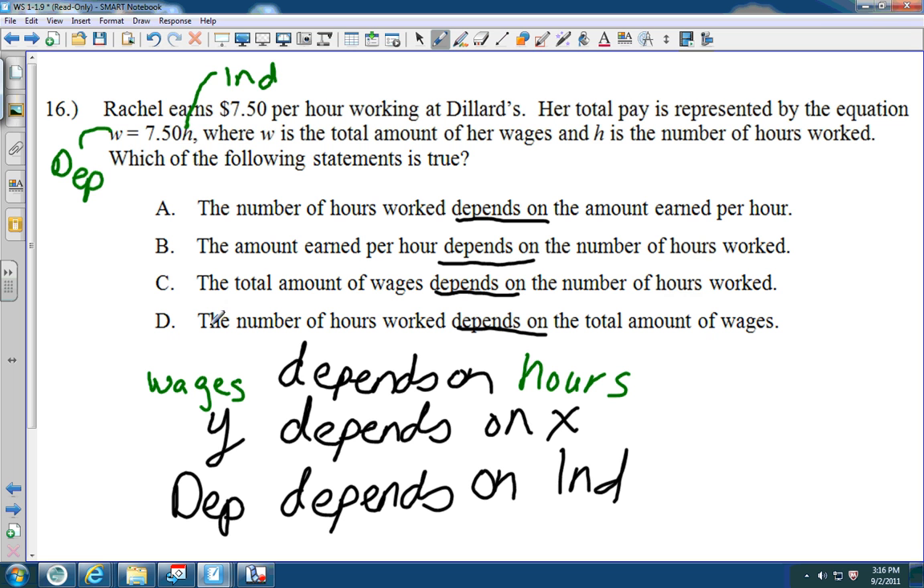So which one says that? The number of hours depends on the amount earned? No. Amount earned per hour depends on the number of hours worked? No, it doesn't change. When you start working, you don't earn more or less. The amount of your wages depends on the number of hours worked. Sure enough, your wages will increase the more you work.